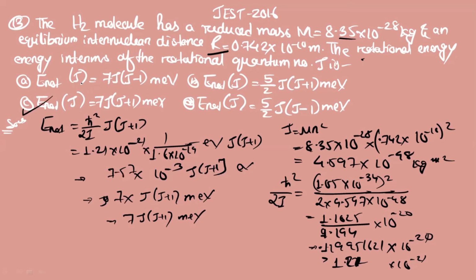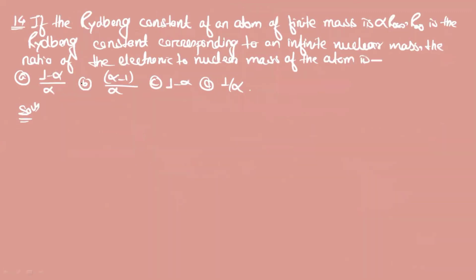All right, so this is how you can calculate. Just direct formula based questions are there, so you don't have to worry so much. If you remember the formula, then you can do it. So here it is the Rydberg constant of an atom of finite mass, which is alpha R infinity. R infinity is the Rydberg constant for an infinite nuclear mass, and this is for finite. So I'm considering this to be Rm. This is for finite, okay? And R infinity is for infinity.